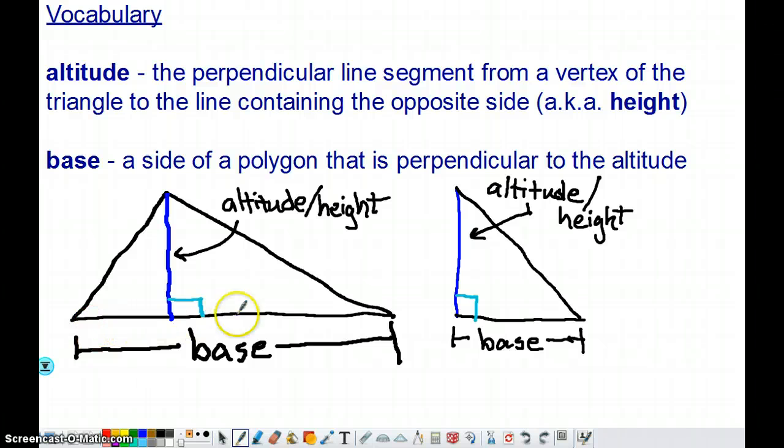Okay? And then the base is the side that is opposite of the vertex that connects the vertex and the base with the altitude. Alright? So here we have the altitude connecting the vertex and the base. Here we have the altitude connecting the vertex and the base. Alright? Okay. Are there any questions about those vocab words?